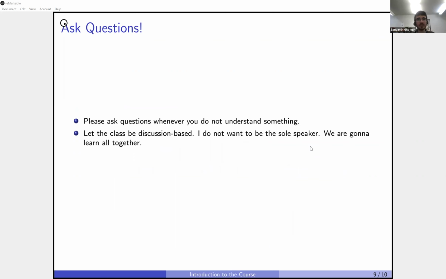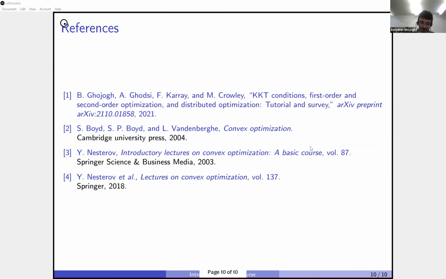There are some references that I had mentioned. This is the tutorial. This is Boyd's book, Convex Optimization. These are the two books of Nesterov, which were mostly focusing on first order methods.